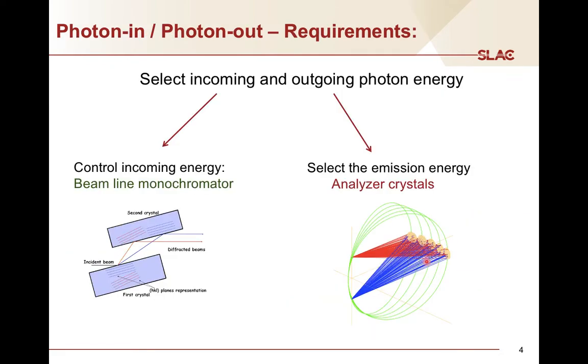In order to do such an experiment, you need to be able to control the incoming photon energy as well as the outgoing photon energy. The incoming photon energy is controlled by the beamline monochromator, and the outgoing energy is selected by a set of analyzer crystals, where the selected energy depends on the Bragg angle, and the crystal and crystal cut that is used.